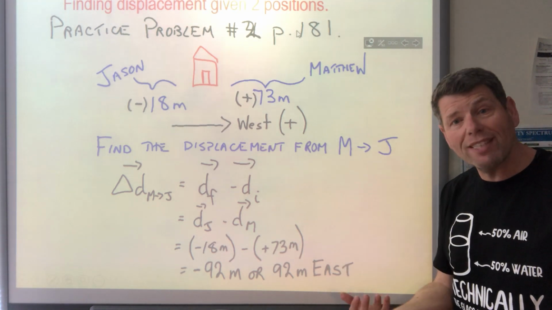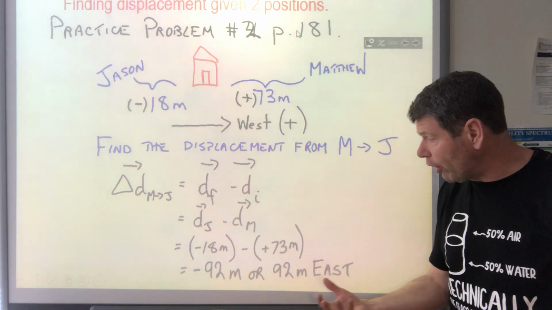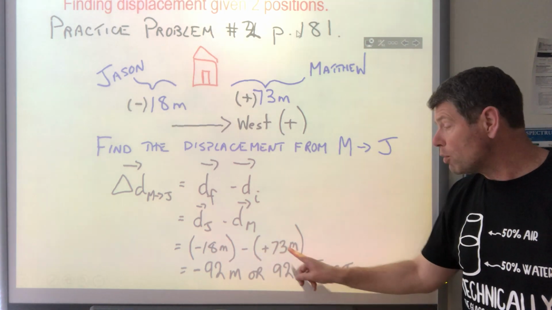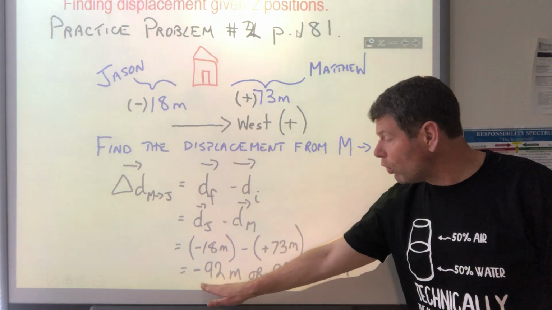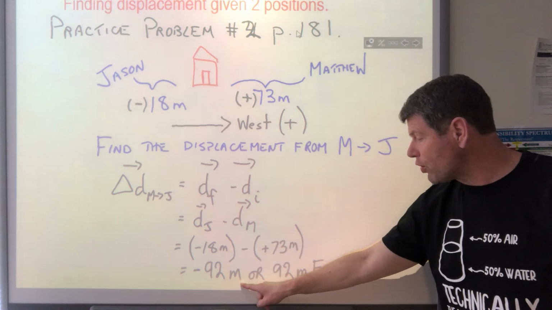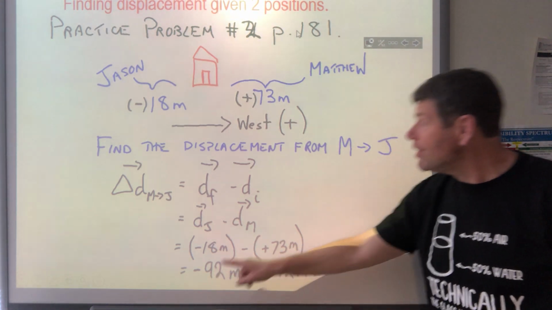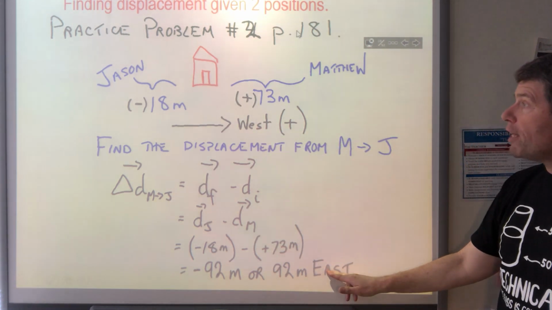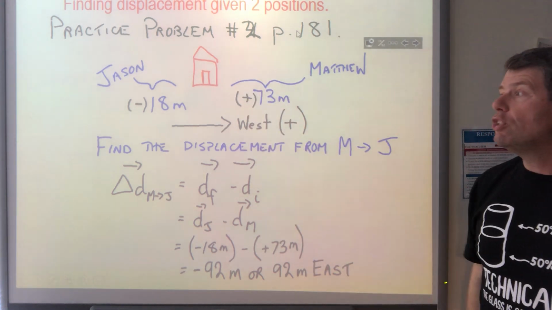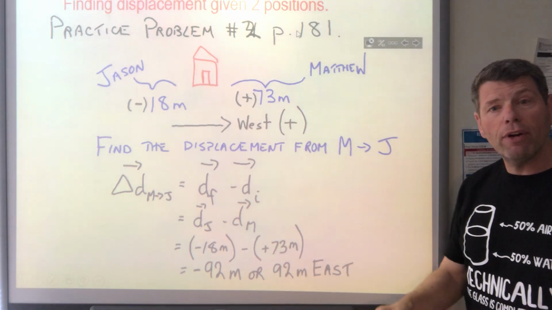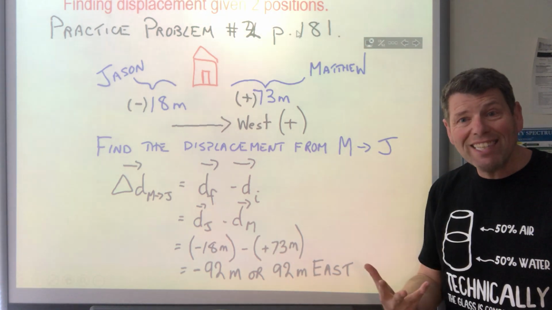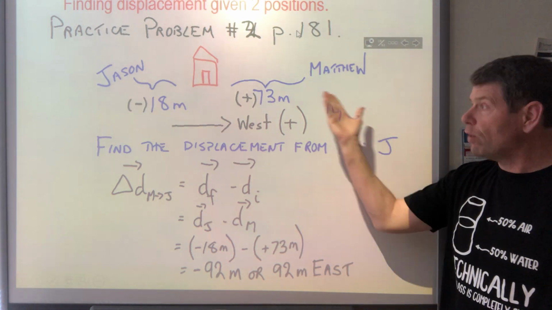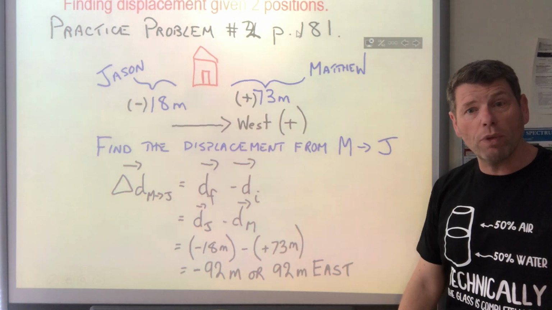So I simply do this calculation on my calculator. Essentially it's negative 18. Remember that minus a positive is still negative. I'm subtracting 73, which gives me a total value of negative 92 meters. Or remember what negative is? Negative is east. So 92 meters east would be the displacement if I went from Matthew to Jason. All right? And remember, we expected it to be an east direction for this vector, and sure enough it is. And it should logically totally make sense with our situation.